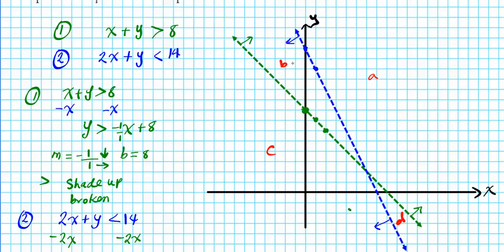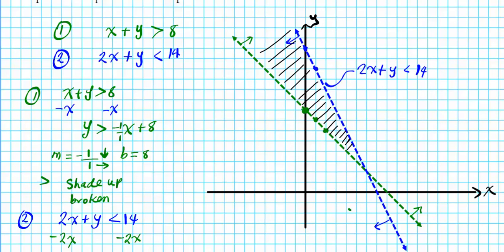Look at region B. What do you notice? Both arrows are pointing to this region, so guess what? That is our solution region, okay? The boundary points are excluded here, so just shade the line here. Bam, bam, bam, bam. So this is the graph of the scenario that represents the system of linear inequalities. This is 2x plus y is less than 14. And then this is the first equation, x plus y is greater than 8.